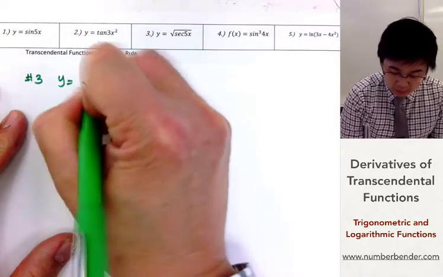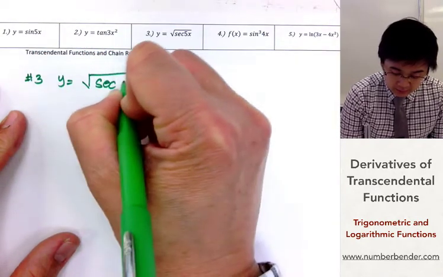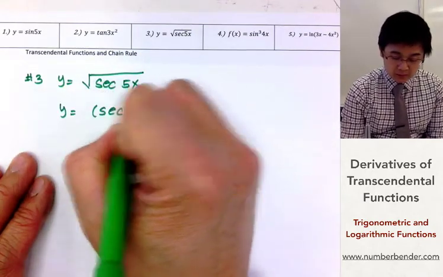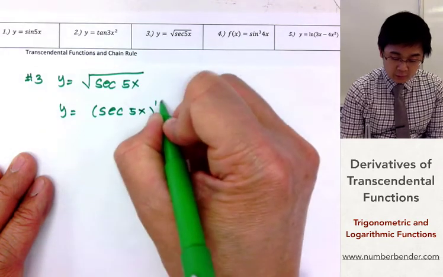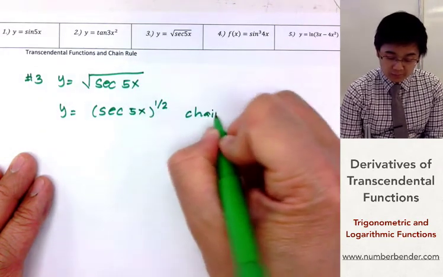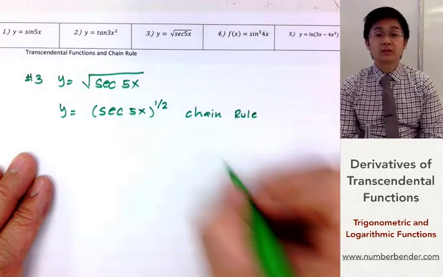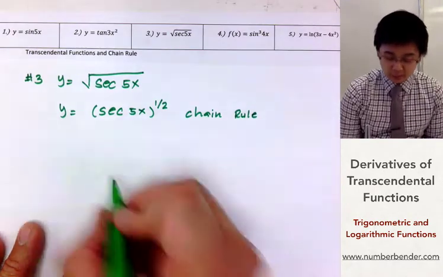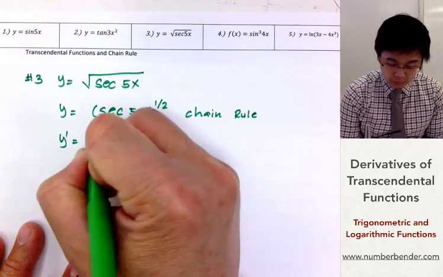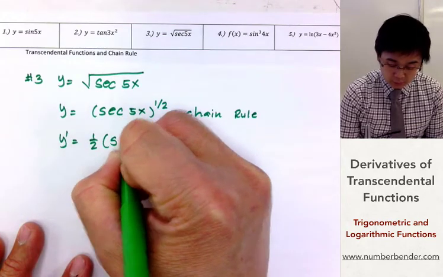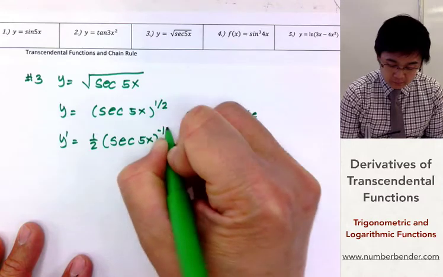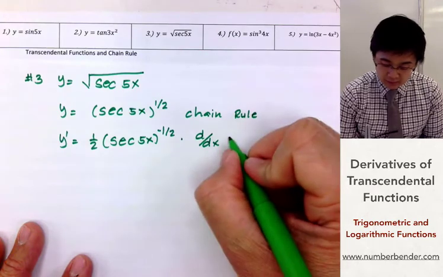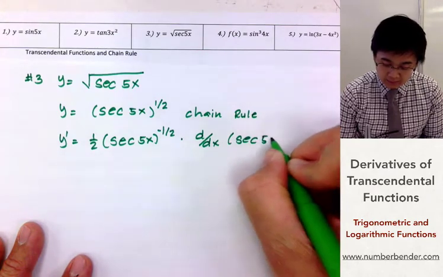Now for problem number 3, let's have y equals the square root of secant 5x. Let's rewrite this as secant 5x to the 1/2, so we can use the chain rule, and then the rule for finding the derivative of secant u. So y prime will be 1/2, using the chain rule, times the derivative of the inside, which is secant 5x.